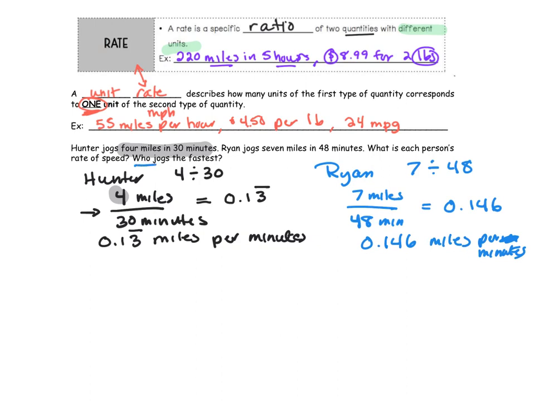The last question is who jogs the fastest? If we compare the two, the person that jogged the fastest was Ryan. So Ryan jogs faster. And as I look at time, I think we will complete the rest of this lesson tomorrow. So what you'll look for is lesson 1, page 2.